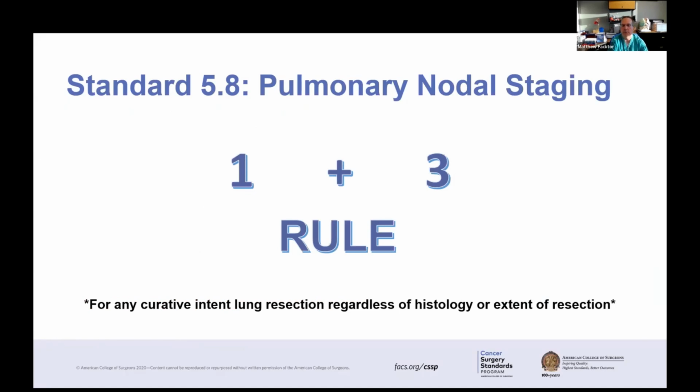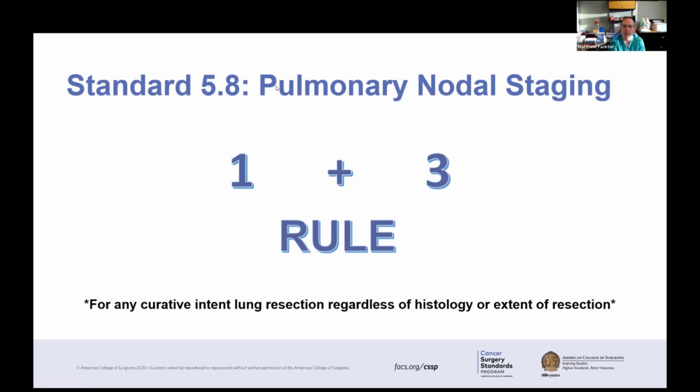I just have a few slides to cover here, some of which is repetitive, as you've already heard. But to quote what's already been quoted, the intention here is to raise the floor. So this is not a ceiling, but this is where our floor should be. And it's informally referred to as the 1+3 rule.